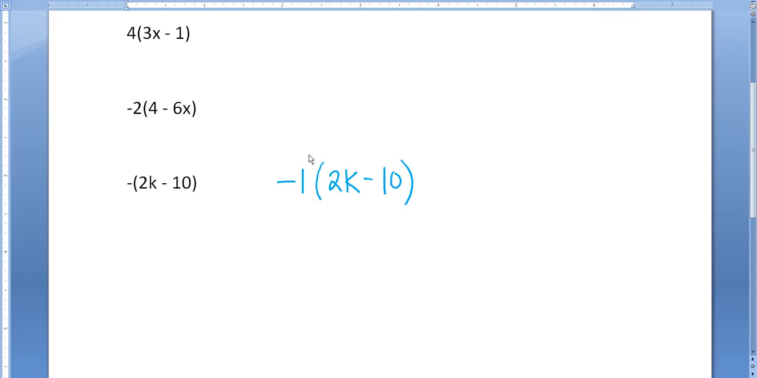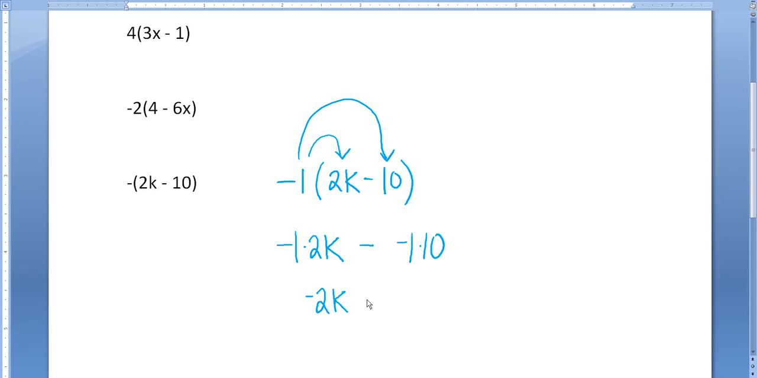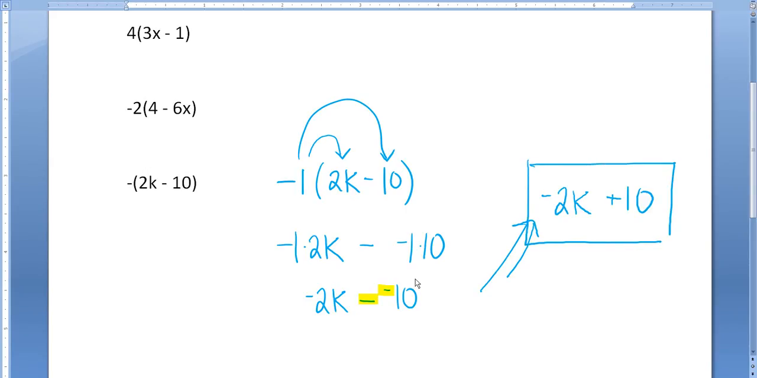Now I'm going to distribute this negative 1 to each piece. So I'll get negative 1 times 2k. This sign still stays the same. And I'll get negative 1 times 10. Now I'll do some simplification. Negative 1 times 2k is negative 2k. Subtract. The sign stays the same. Negative 1 times 10 is a negative 10. This subtracting a negative can be simplified. We can change that to be a negative 2k add 10. Those are not like terms. I can go no farther on that.